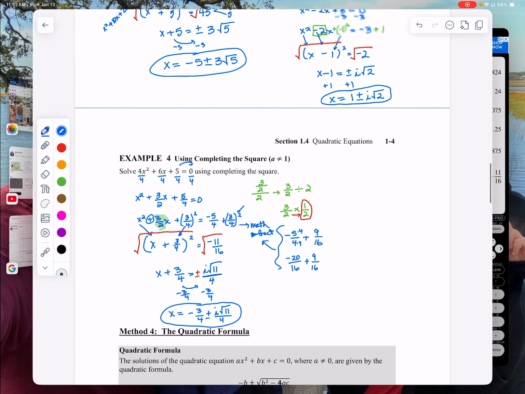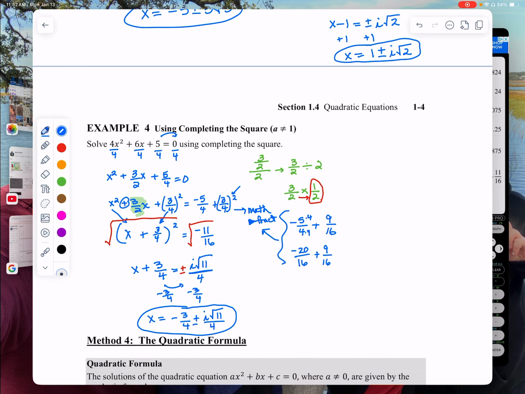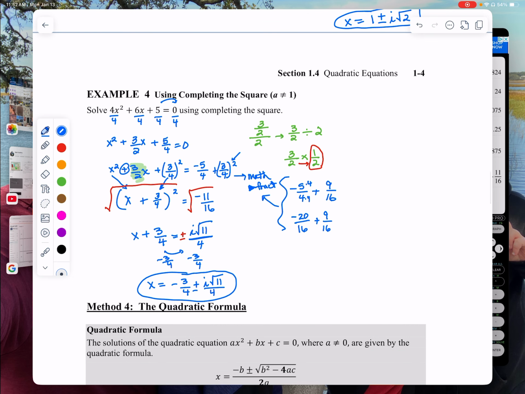You will be doing things like that a lot in Math 111, okay? You won't go all the way to the answer. In Math 111, you're just going to go to this part where you have completed the square. All right.